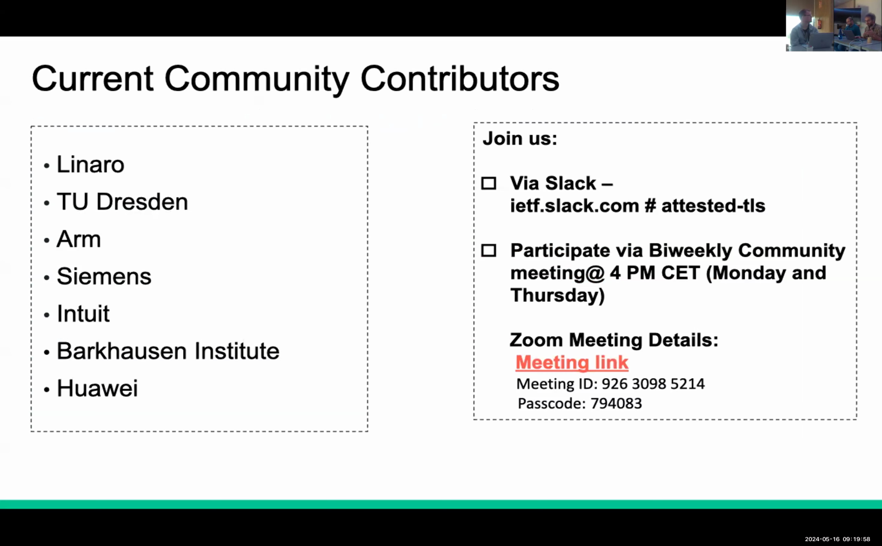For now, we have these partners on board, but we hope we'll extend with more. We have a Slack channel on the IETF Slack instance, and we have this bi-weekly meeting on Monday and Thursday, to accommodate various people from different time zones, at 4 p.m. CET. There's a Zoom meeting link there.